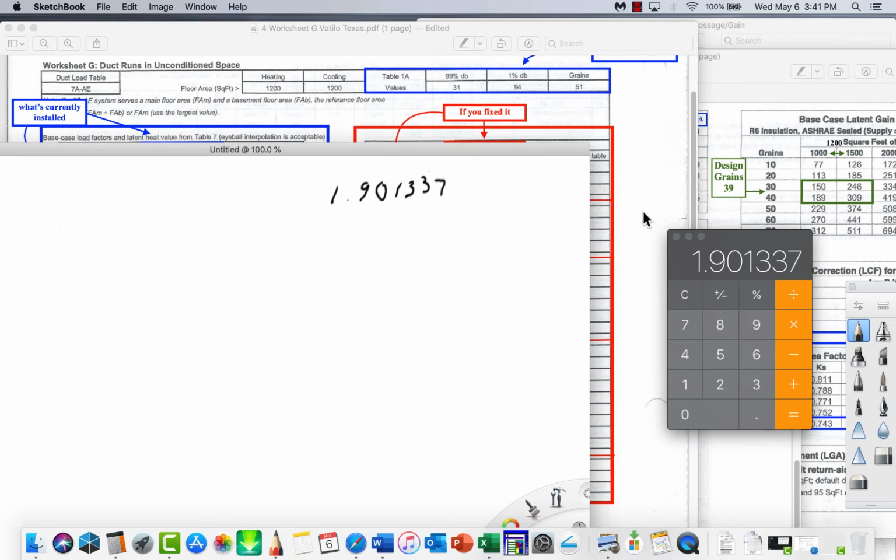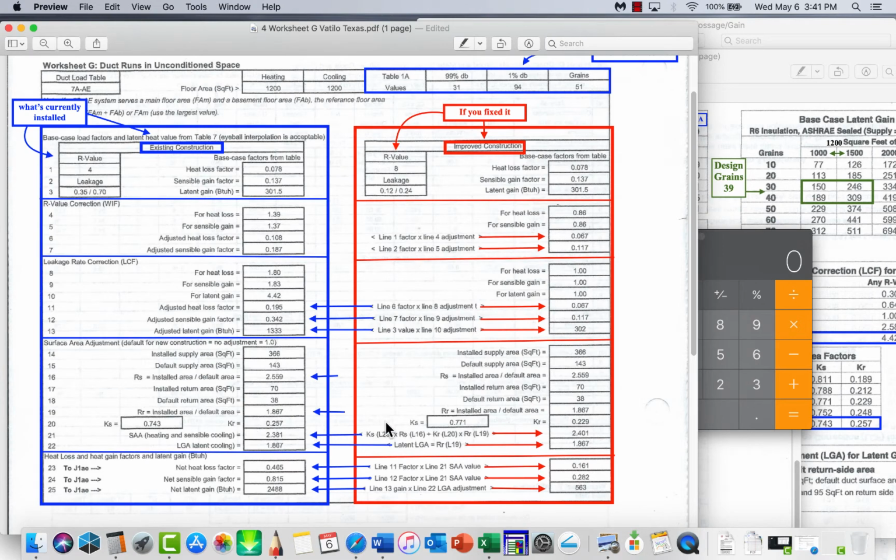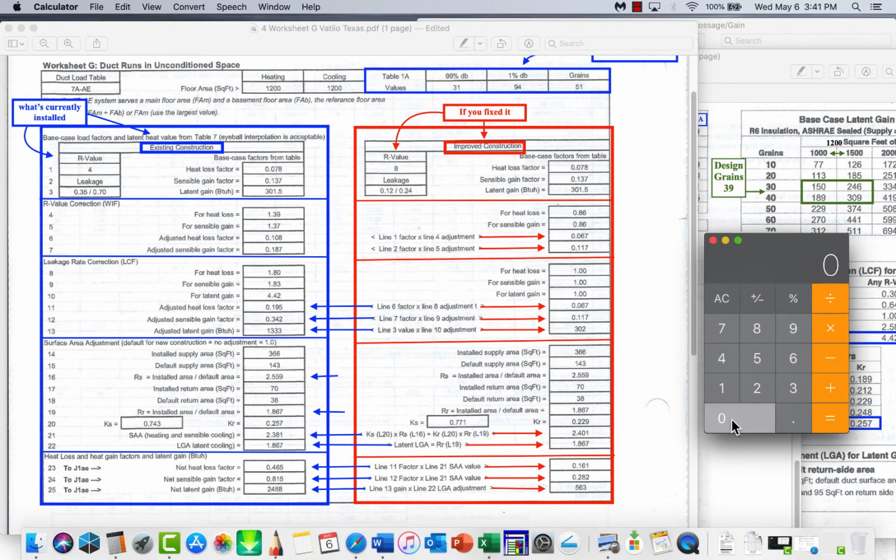Okay, now we'll do the second part. So that's the first thing, and then we're going to add the second part once we get it. So their second part, where did they come up with this number? Line 20 KR, that's this right here, 0.257 times line 19, which is right here, 1.867. So multiply those two together, and we get these numbers right here.